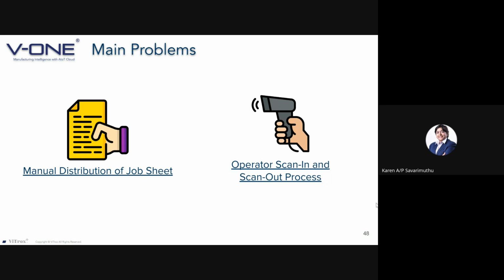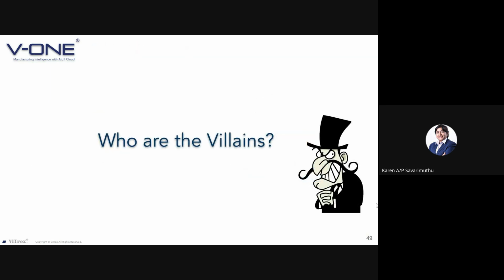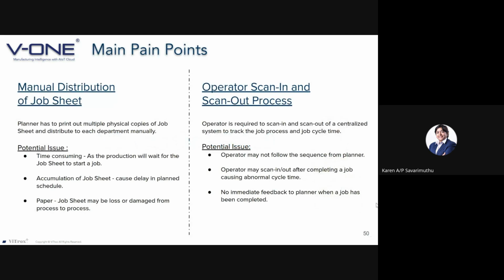So these were the main problems, because a lot of the time with manual distribution, we give them job orders on paper, and whether it's trackable or traceable, no one knows, right? So now we have replaced it with the operators scanning in and scanning out. All right. They had a lot of issues also. So how do they eliminate all these things? Who are the villains here? Do we know who the villains are? Is it the people, the process, or the management?